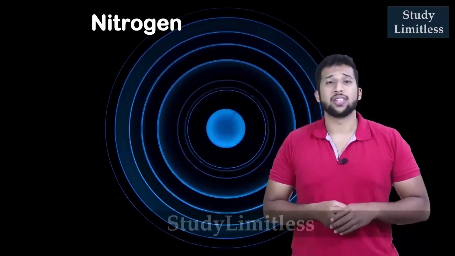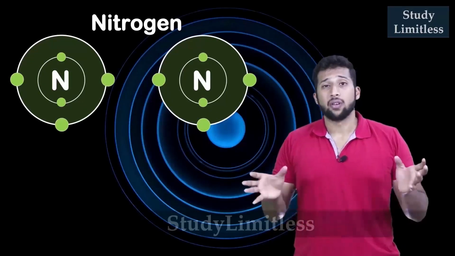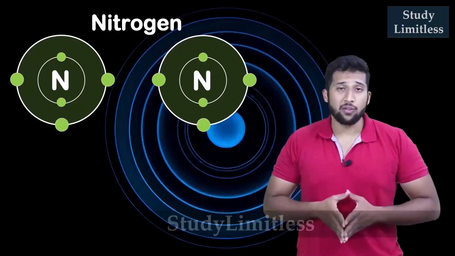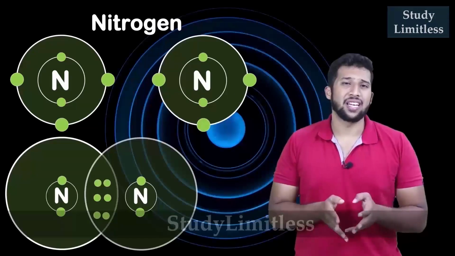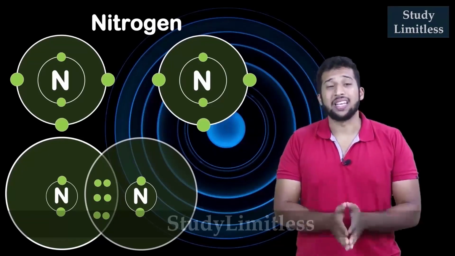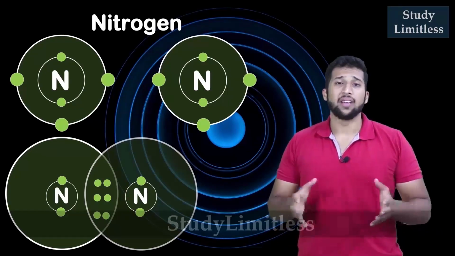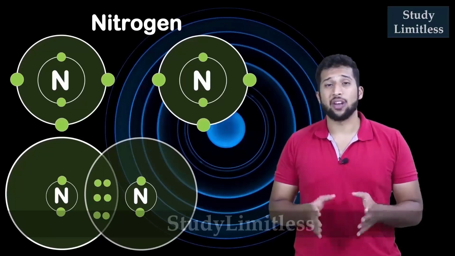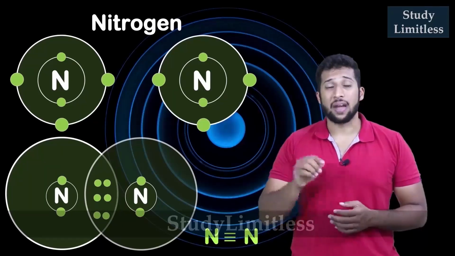Now let's have a look at nitrogen. Nitrogen has 5 electrons in the outermost shell. For stability, it forms N2, which is diatomic nitrogen. So you have 2 nitrogen atoms which come together, and they both share 3 electrons. These 3 electrons from each atom spend an equal amount of time in both the nitrogen atoms, and hence you have the N2 bond formed. But over here, 3 electrons are shared, and hence you do not have just a single bond, you have something called a triple bond. So you represent it by 3 lines.